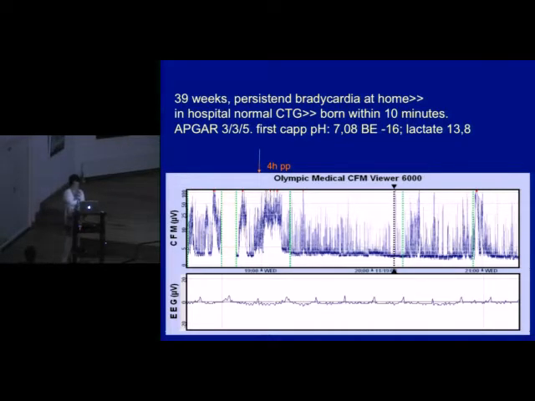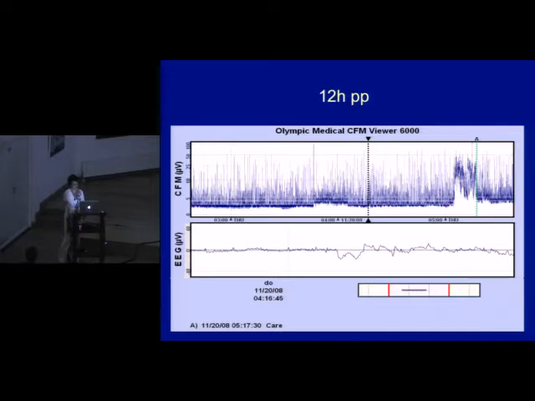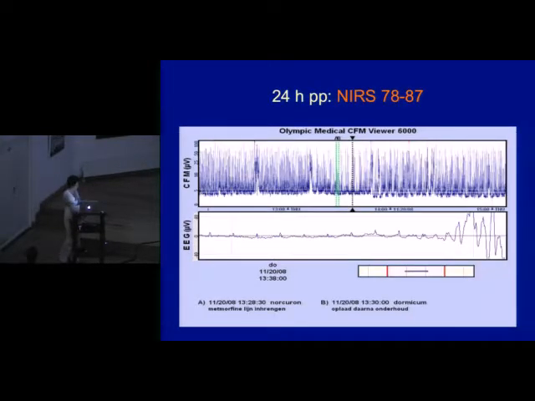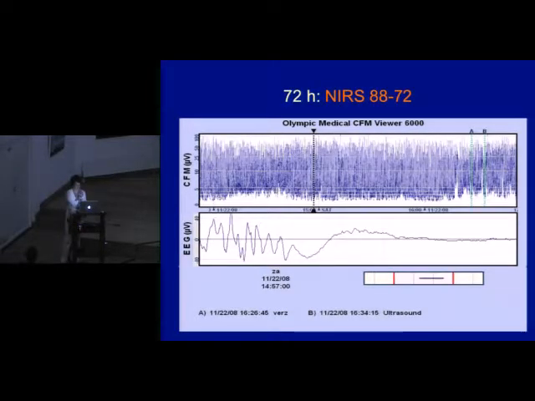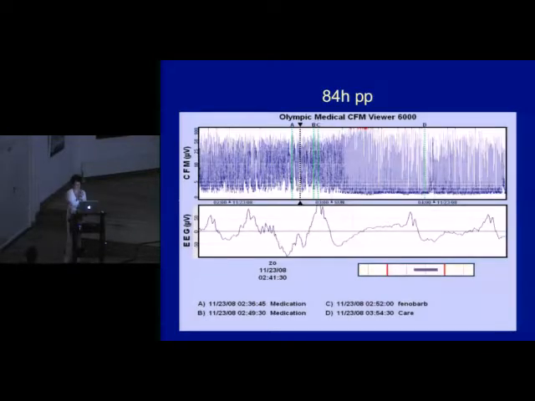Another example of a baby that was cooled and had a very depressed trace, and here you see an ECG artifact at this area where it is very suppressed, 12 hours of age, 24 hours of age, with a lot of seizures, actually almost status, and the NIRS going up, and at 36 hours we have very high NIRS values, and an almost flat trace with a lot of seizures. And here's 72 hours, NIRS going down a bit, and 84 hours. And during rewarming, again, some seizures.